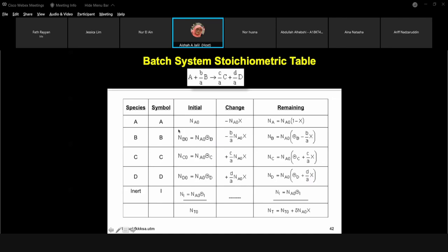Okay, it's very simple, right? You just put species, symbol, initial for what? For N naught, B naught, C naught, and D naught. What is this one? You can study, you can see later. This is theta, okay? N naught times theta B, theta C, theta D, and then theta I. Okay, this is total. Total 1. If you get, you can get the overall total. Okay? This is just the important one.